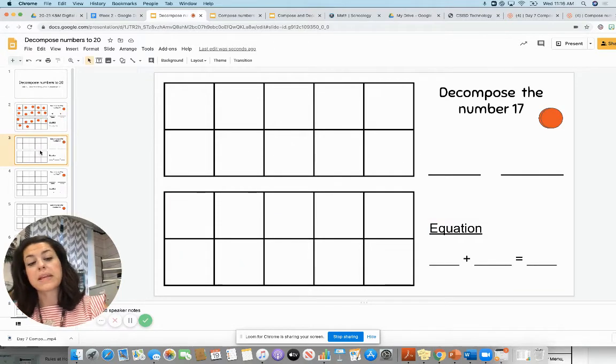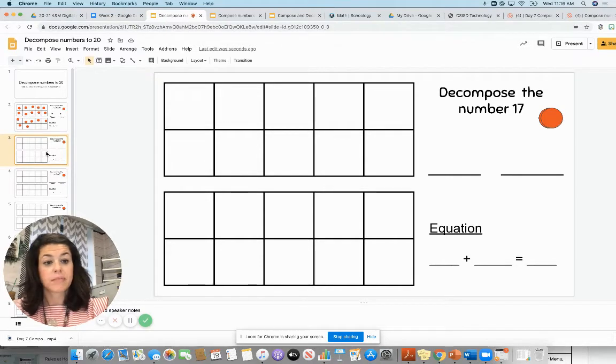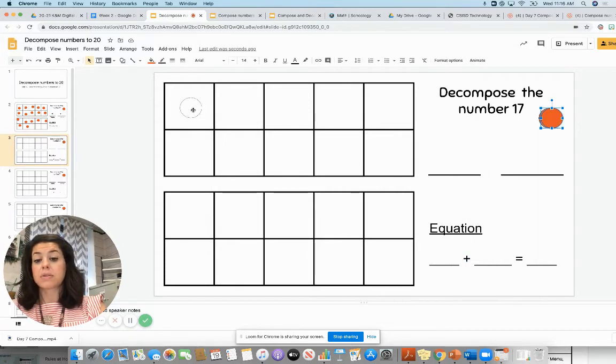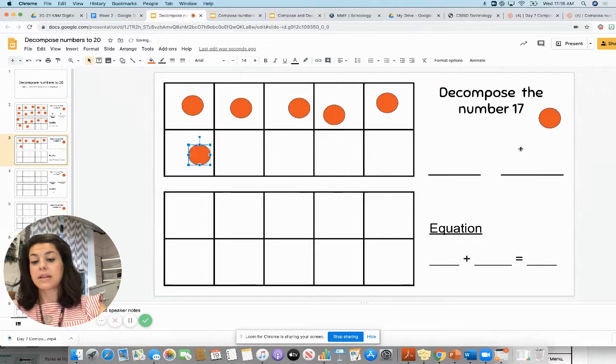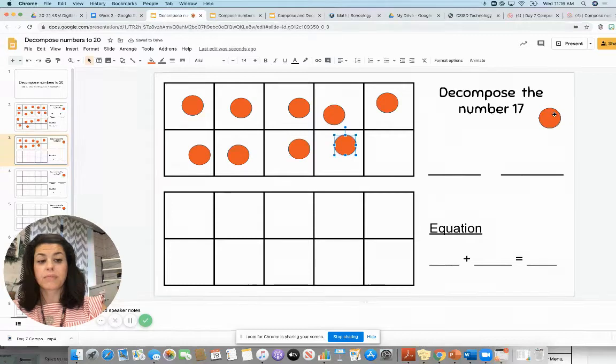Let's try to see if we can make 17 another way. What could I use? Could I do 9 and 8? Let's try it. So if I did 9 at the top, this would be 1, 2, 3, 4, 5, 6, 7, 8, 9. I have 9 at the top. Then I would put 8 at the bottom.